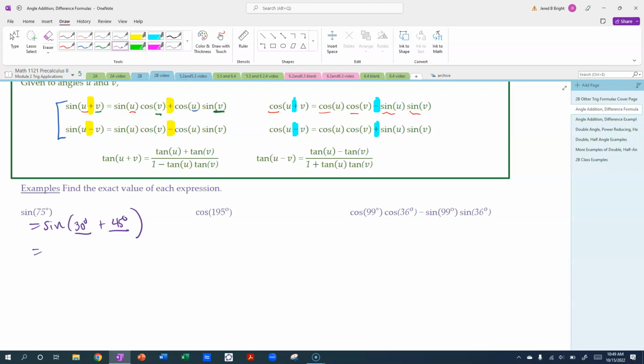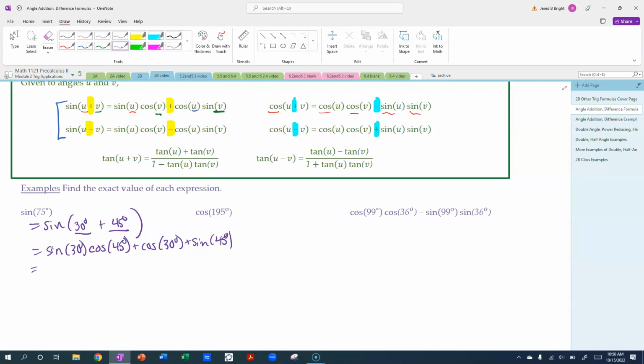Okay. So then in this case, I use the formula for angle addition here. So it'd be sine of 30 plus 45 is equal to sine of 30, sine of the first, cosine of the second, and then plus cosine of the first, plus sine of the second. Okay, and so now, what do we do from here? Answer, use the unit circle.